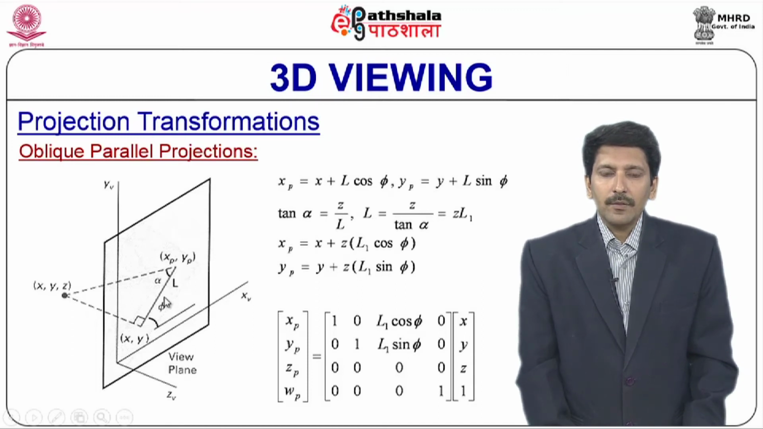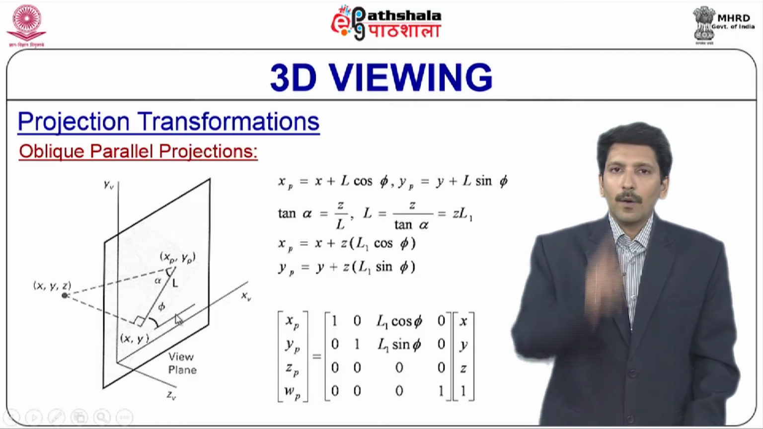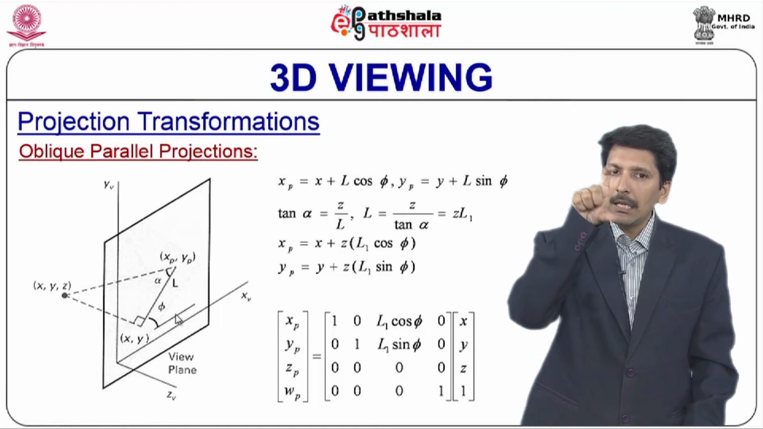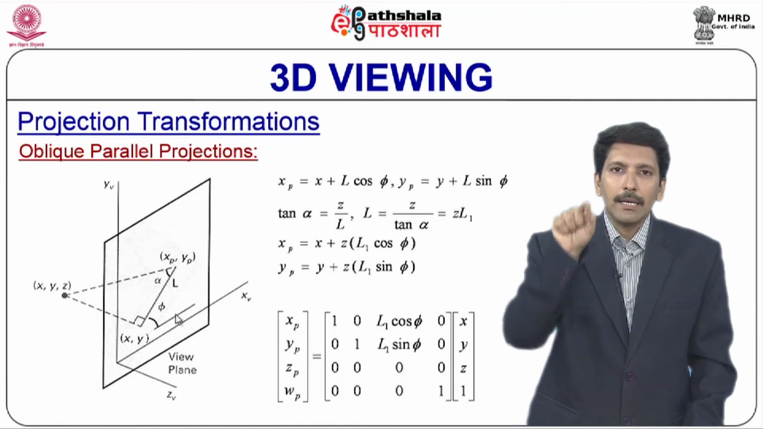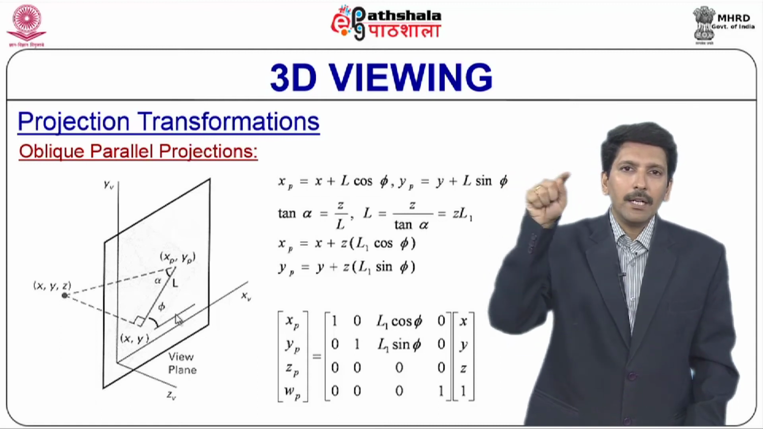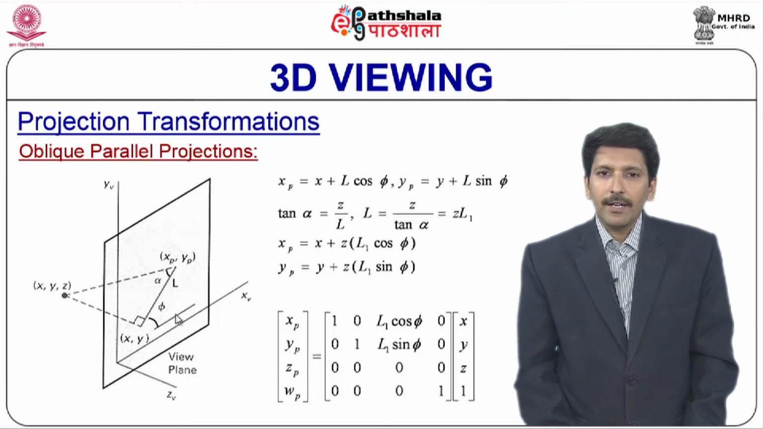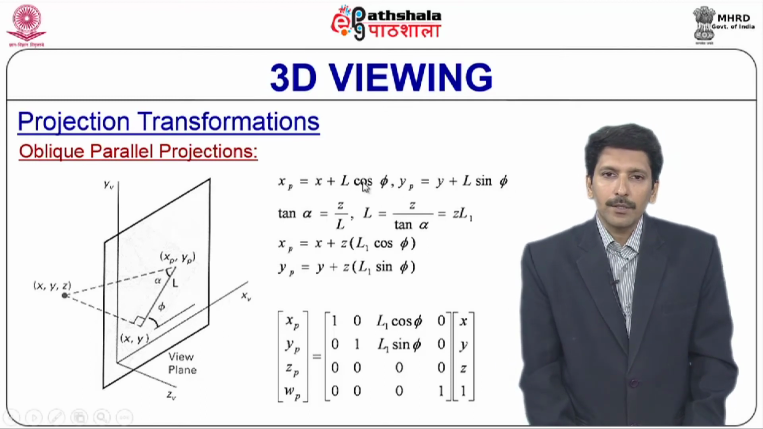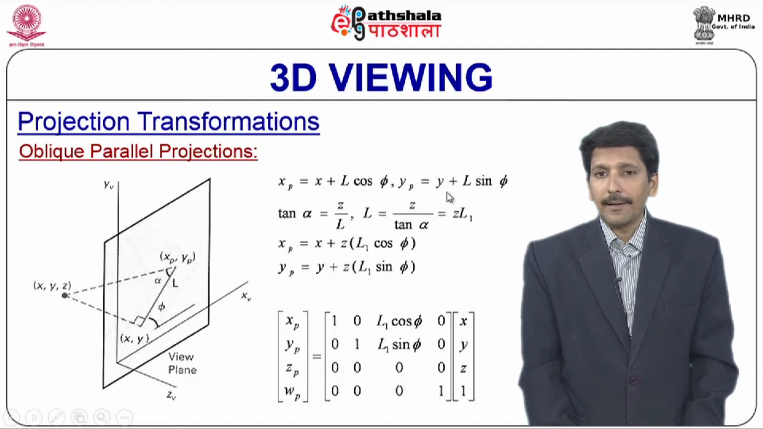What is sine of the angle phi? Opposite side by hypotenuse. The opposite side is from this xp, yp onto this horizontal direction, and the length is actually along the y direction. So, yp minus y divided by L is sin phi. So, sin phi is equal to yp minus y by L, and yp is equal to y plus L sin phi. So, the two equations which are important for oblique projection are obtained like this.